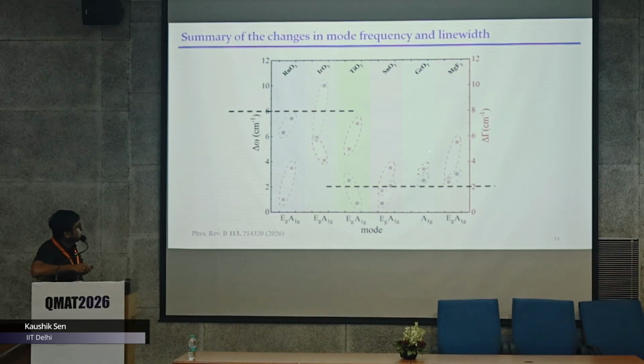Now look at the line width here. In the line width I don't see much trend. I cannot really say, for example, that IrO2 is a metal but TiO2 is an insulator, yet they are similar. So there is no pattern as such.